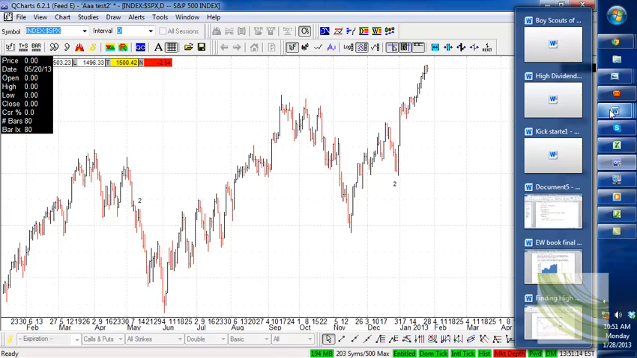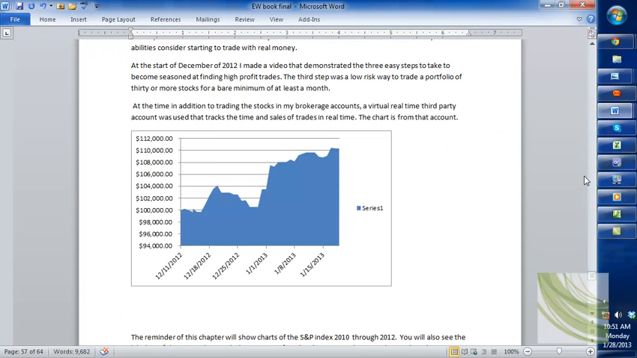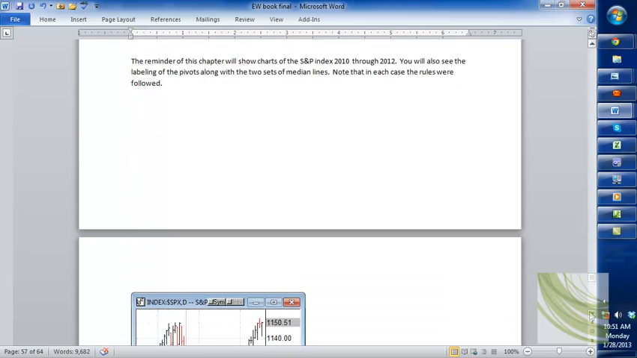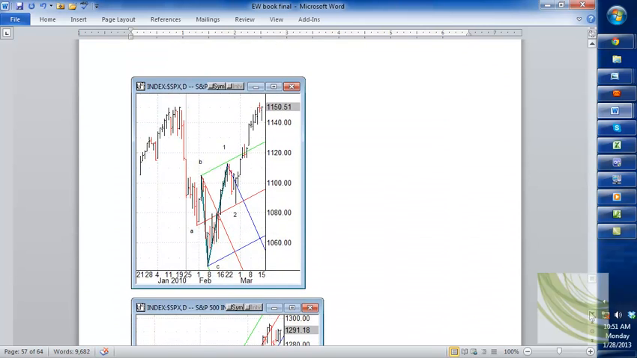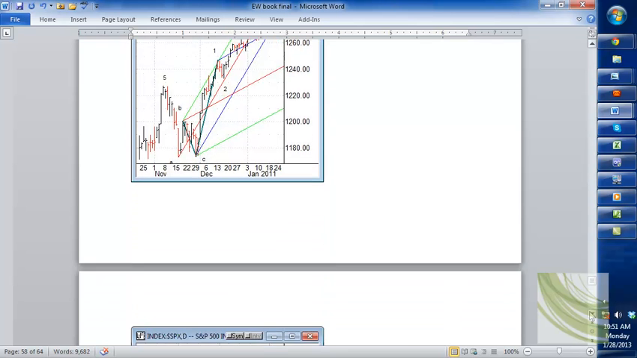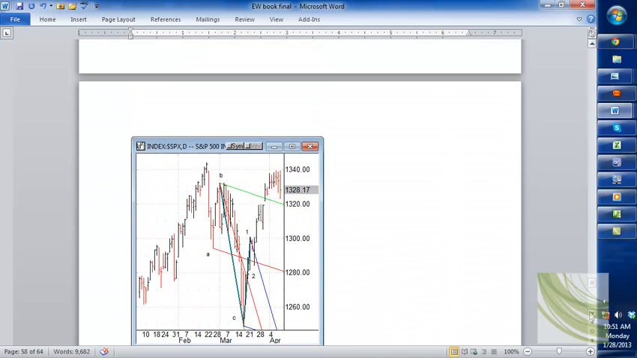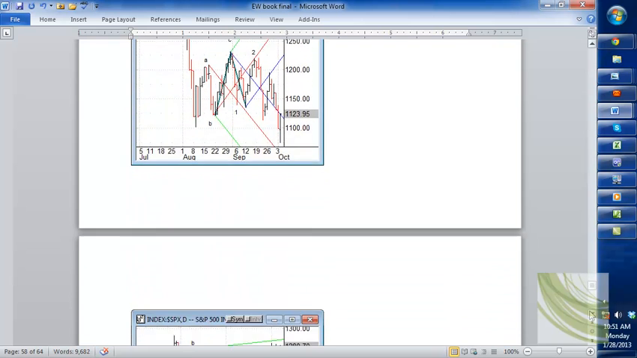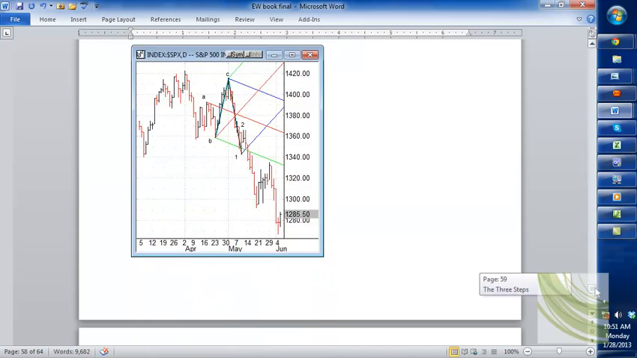Let's go back to the book. Let's see what else we have. Okay, so here's a whole bunch more examples of this kind of thing, and these were actual examples from the S&P thing I showed you.